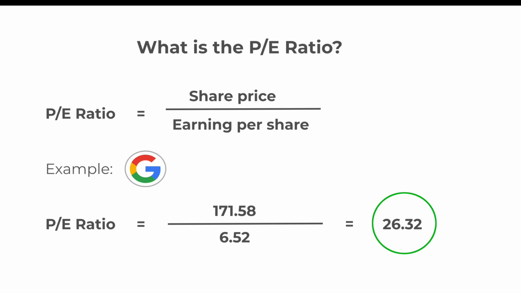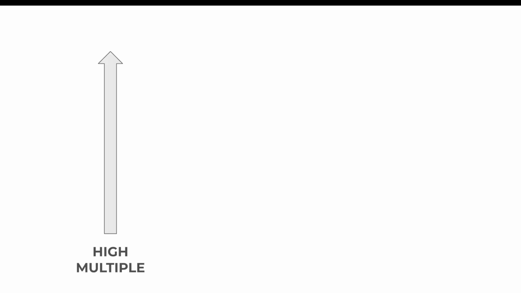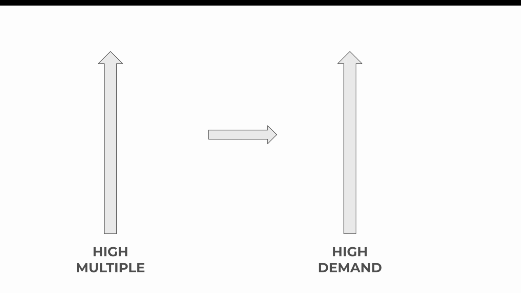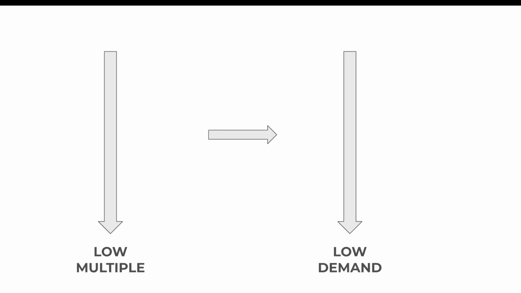In simple terms, it means that for every single dollar of Google's earnings, the market is currently ready to pay $26.32. A higher multiple shows people are ready to pay a higher price to buy the stock because they are bullish about the future prospects of the company and hence the demand is high. Similarly, a lower PE multiple shows people are not so bullish about the future prospects of the company and hence the demand is low.